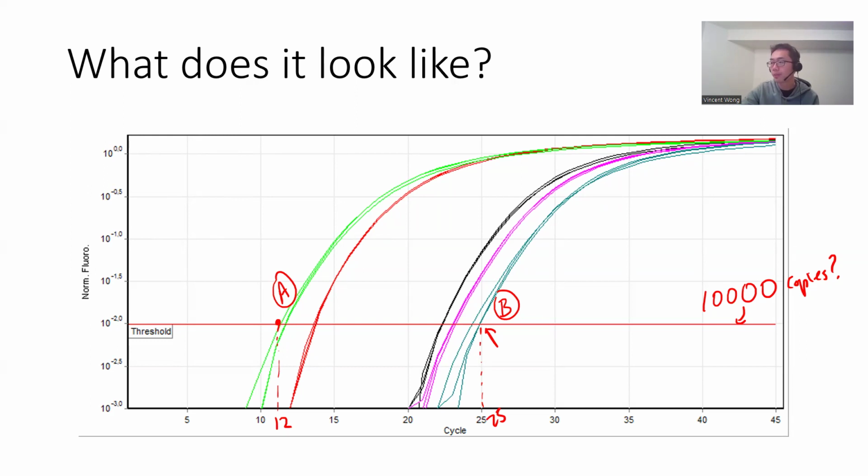Okay, very good. Well, the more infectious person is actually person A. Person A is more infectious because it didn't take very long for them to reach 10,000 copies. Only 12 cycles. You only have to multiply it 12 times, and you only have to go through the PCR rounds 12 times before it reaches 10,000 copies. Whereas the other sample took longer. That means it didn't start off with too many copies. So as a result, A is more infectious.